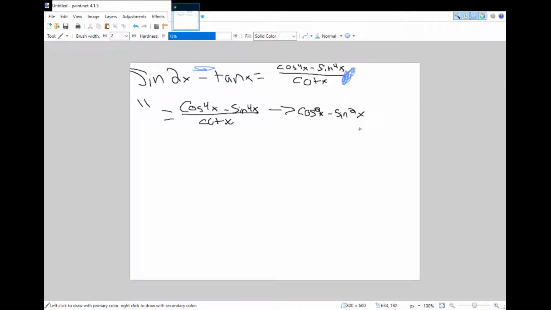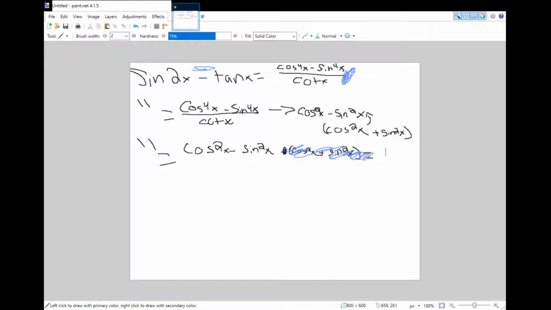Oh yeah, and then multiplied by cosine squared x plus sine squared x. So I'm going to put that up there. Now, if you look at it that way, you have cosine squared x minus sine squared x times cosine squared x plus sine squared x. Now, cosine squared plus sine squared x is equivalent to 1, so I'm going to erase all this and multiply whatever this is by 1. Oh, forgot it's all over cotangent.